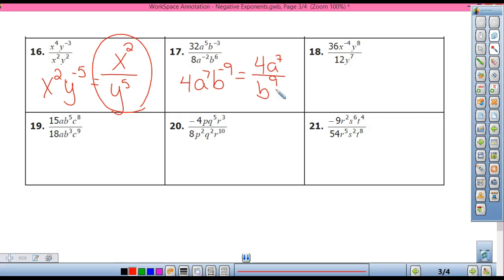Alright, so 36 divided by 12? 3. X to the negative 4th, y. So, who gets to stay up? 3y. Who's going to bed?